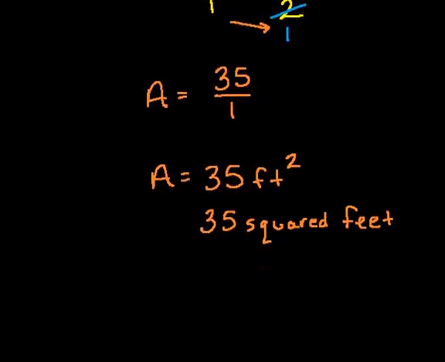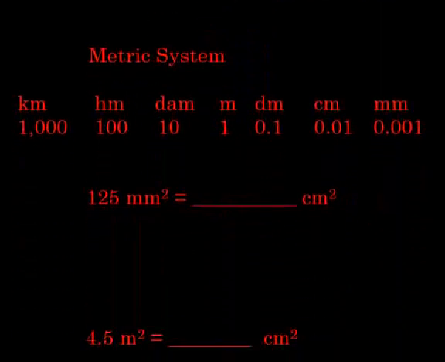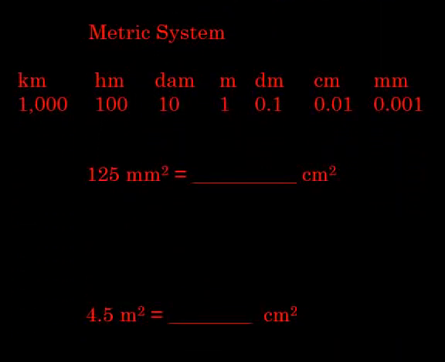Let's go ahead now and take a look at the metric system. Talk about area with this. So km represents 1,000, that's a kilometer. HM represents a hectometer, that's 100. DAM is 10, that's a decameter. M is 1, and that's a meter.